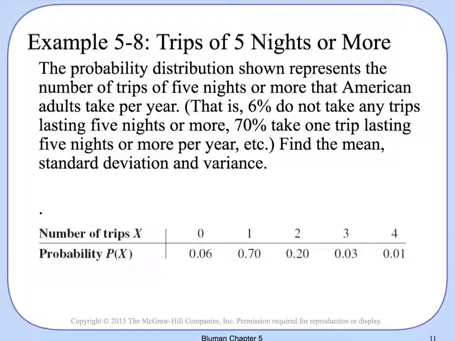I guess it depends on where you're going. If you just go to Fontana and set up a tent for 5 days, you might be okay. It might not cost you too much. All right, and 4 trips, 4 vacations a year, 4 trips of 5 days or more, 1% supposedly does that.